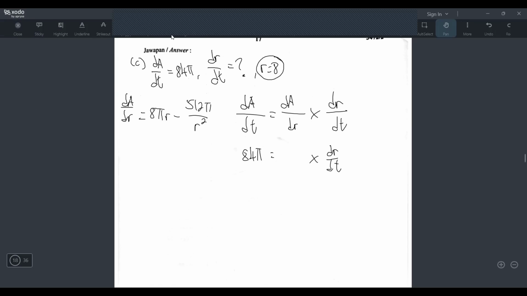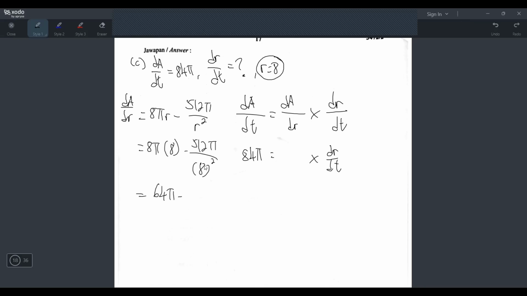But before you sub this whole thing inside here, you have to ganti 8 dulu because the soalan got say when r equals 8, right? So you have to sub in 8 pi 8 minus 512 pi over r square, which is 8 square. 8 times 8 is 64 pi. 512 divide 64. Let me press. Okay, my calculator give me 8 pi. And then what is 64 pi minus 8 pi? 64 minus 8, I think you will get 56. So 56 pi. And then this is the one that you ganti here, 56 pi.